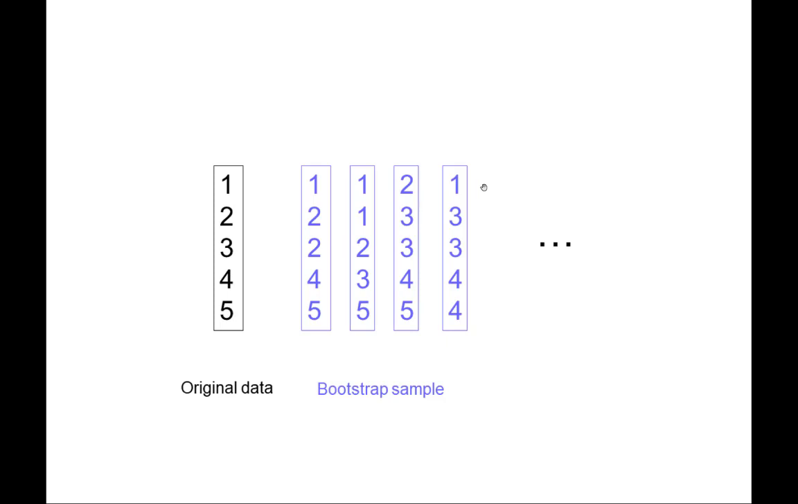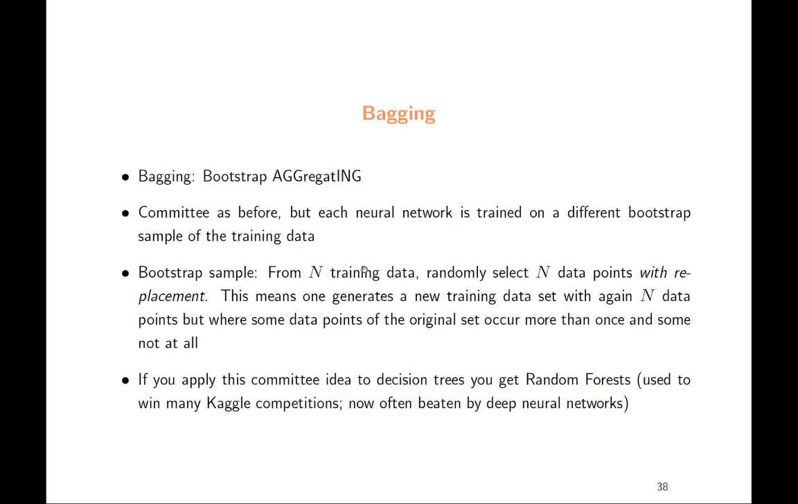And each time, since we do this randomly, we will get a slightly different data set. So here we have 2 times the 2, but the 3 is missing. Here we have 2 times the 1, 4 is missing, and so on. This is called a generation of bootstrap samples. And then if we train our neural network or our model on these bootstrap samples and average them, that's called bagging, and it also works quite well.